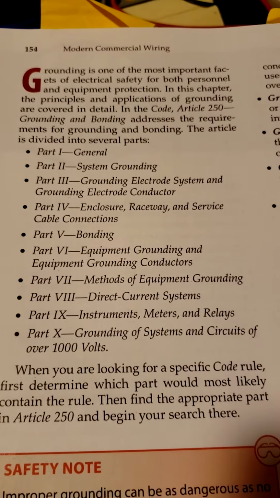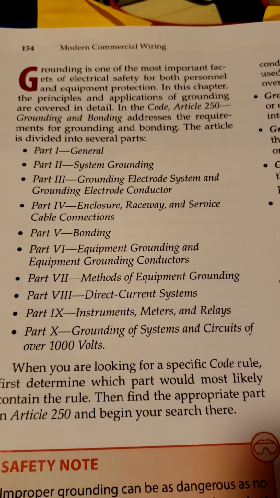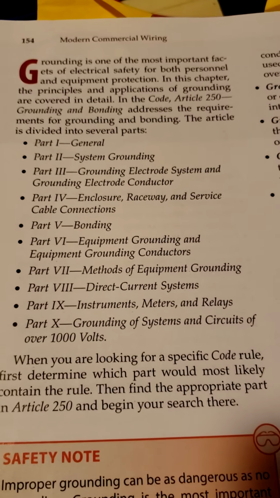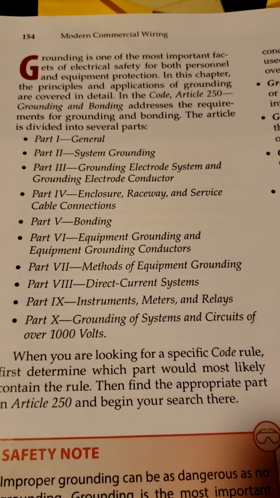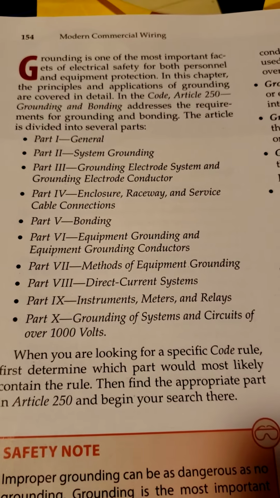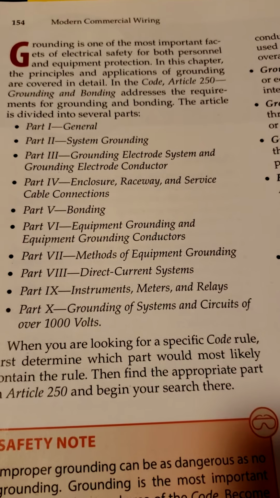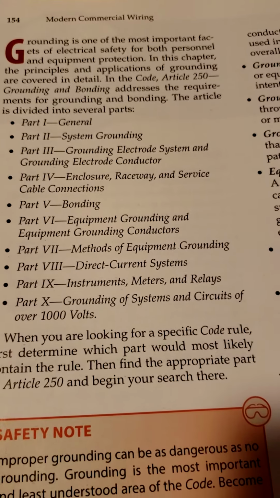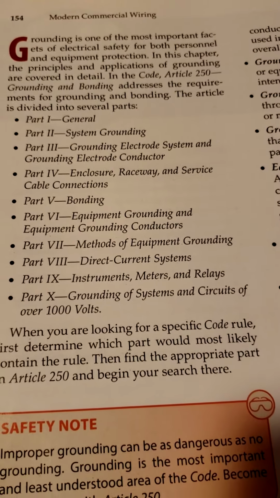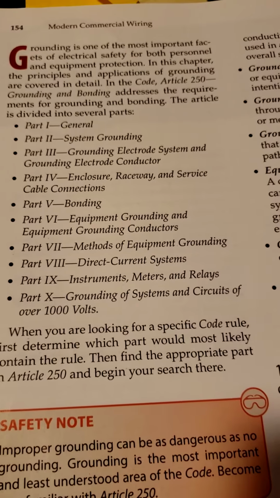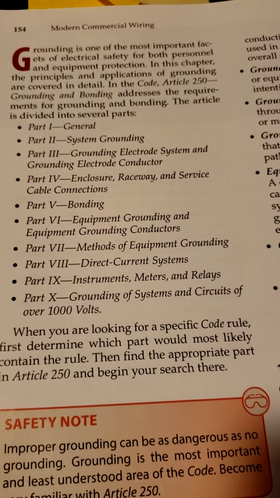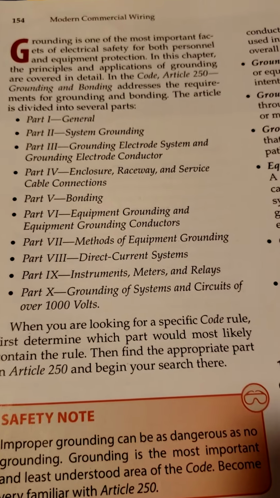The article is also divided into several parts. General systems grounding, Part 1. Part 2, system grounding. Part 3, grounding electrode systems, grounding electrode conductor. Part 4, enclosure, raceway, and service cable connections. Part 5, bonding. Part 6, equipment grounding. Part 7, methods of equipment grounding. Part 8, direct current systems. Part 9, instruments, meters, and relays. Part 10, grounding of systems and circuits of over 1,000 volts.